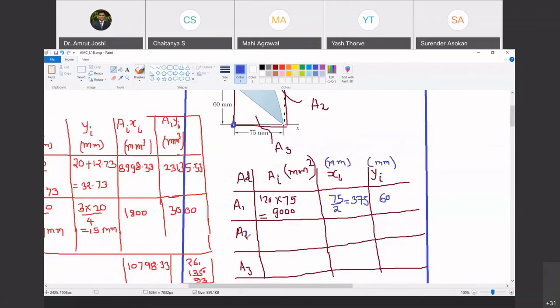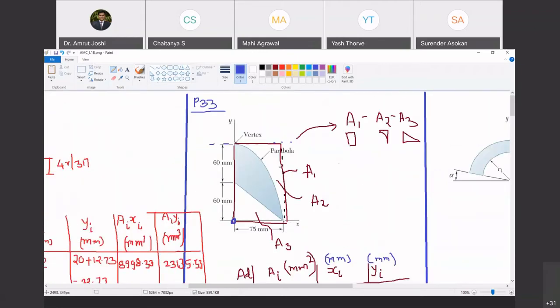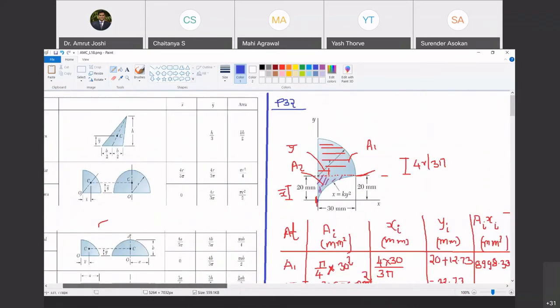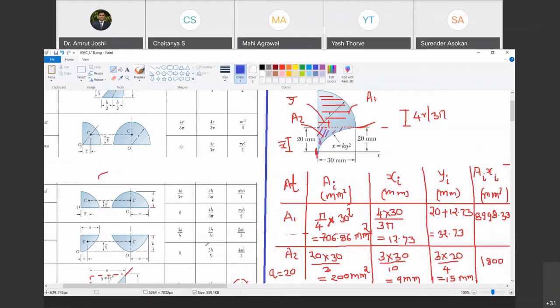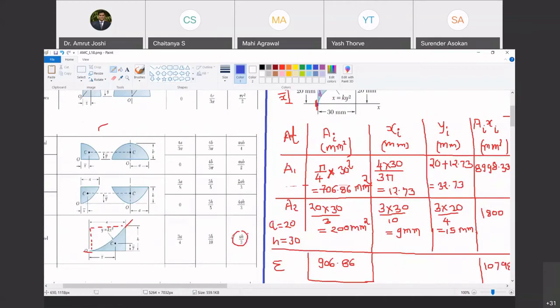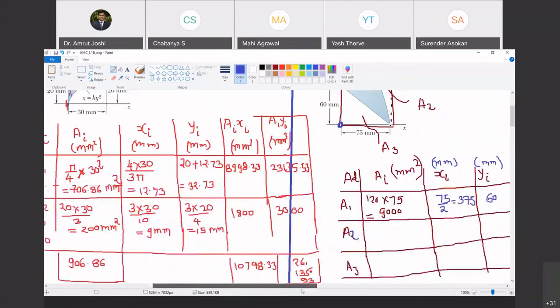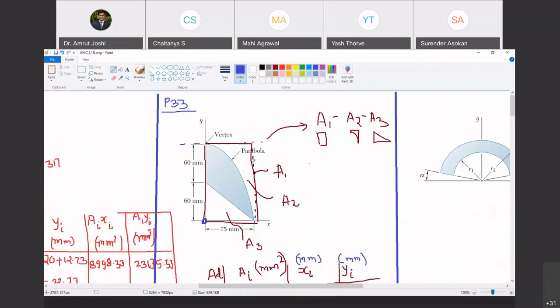Now let us look at A2. So what is A2? A2 is the area of parabola. So what is the formula for area of parabola that we have already listed here? That is going to be AH by 3. Are you with me? And what is A here? This distance is A. Do you agree with me? Yes. And this distance is H. Why? Because the tangent is inclined here.